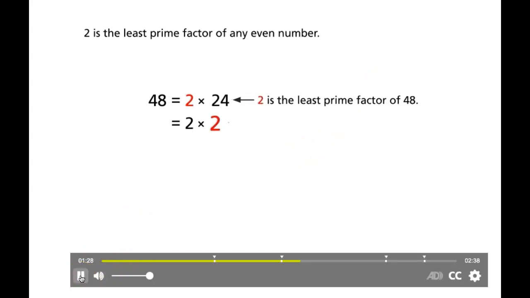I'll pause this for a second. Why do you think that your answer 1 is not the least? Because you said, what was the least prime factor that you have? And the answer is 2 and not 1. Alex?